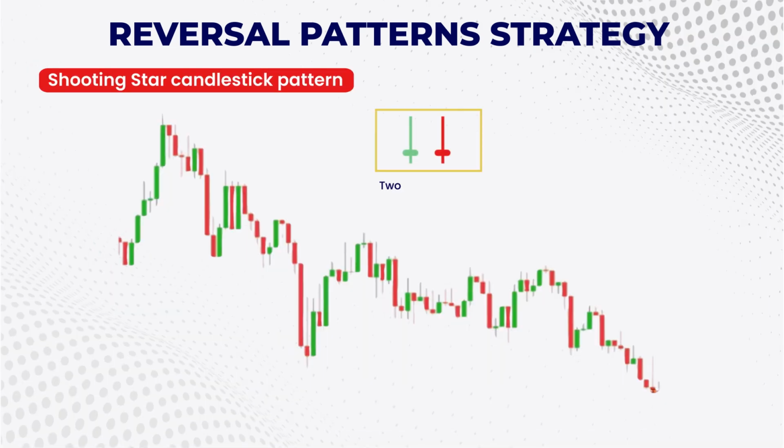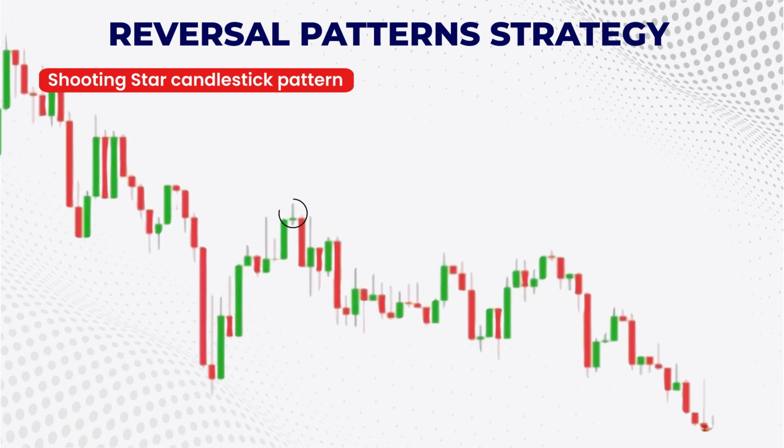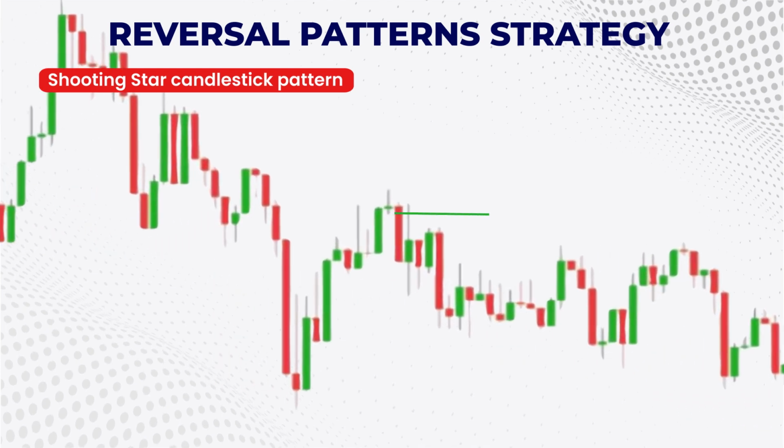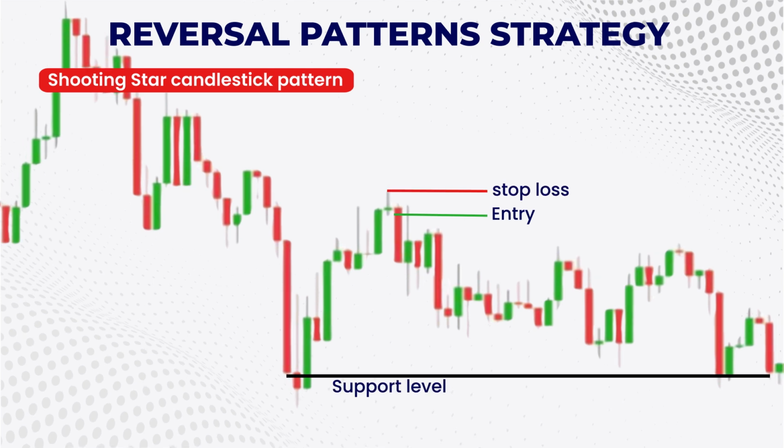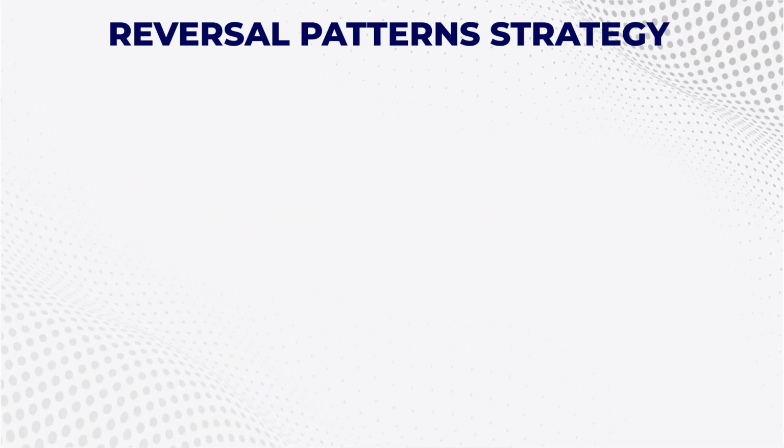In this chart, we can see 2 shooting stars forming after rallies, each followed by strong bearish movement. This makes the shooting star a reliable tool for spotting entry points during a downtrend. Traders often place their entry just below the shooting star's low, with a stop loss above its high, and target the next support level to maximize profits. Let's jump into the next setup.